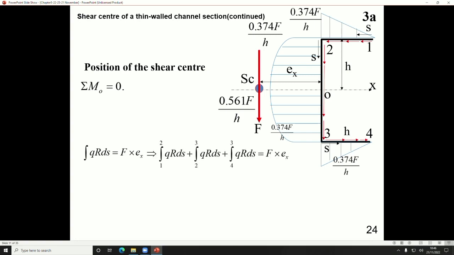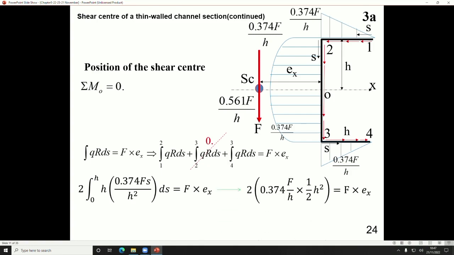So this integral is now divided into three integrals: one from 1, 2, 2, 3, and 3, 1. For 2, 3, R is equal to zero, and for these two, R is equal to H. This is a linear function, and if I find the moment created by the top one, I don't need to find it for the bottom one, I'll just multiply it by two, because these two are exactly the same. They create a couple. From there, you can find the moment created, and then from there, it gives you the position of the shear center.